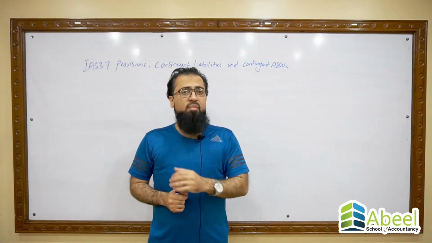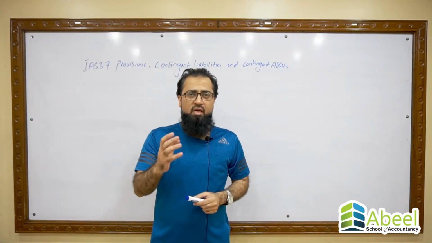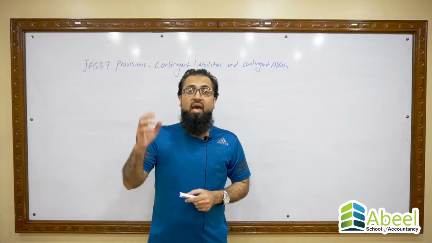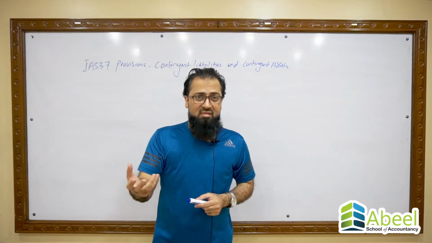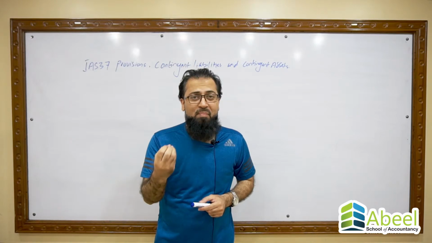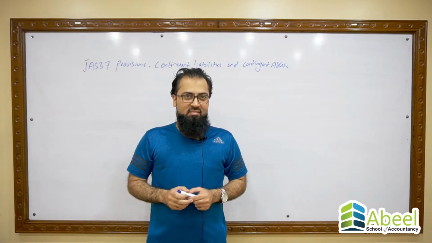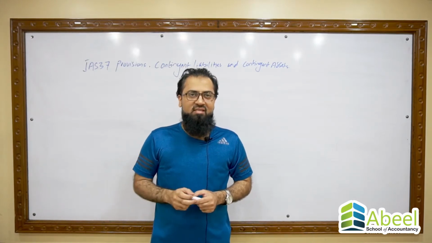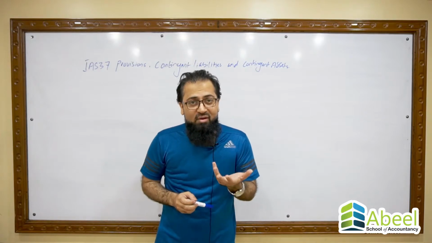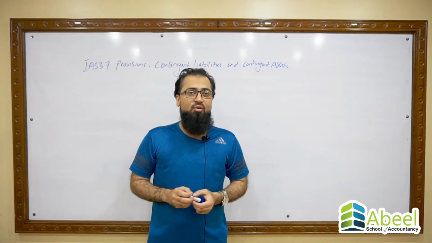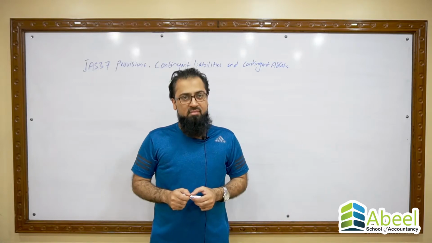Then the younger brother said, don't you think so? If you have this information that in the future you are going to carry out a business and face losses, this is an indicator of impairment loss. Go and apply IAS 36. How can you make a provision for this? You cannot make a provision for this.